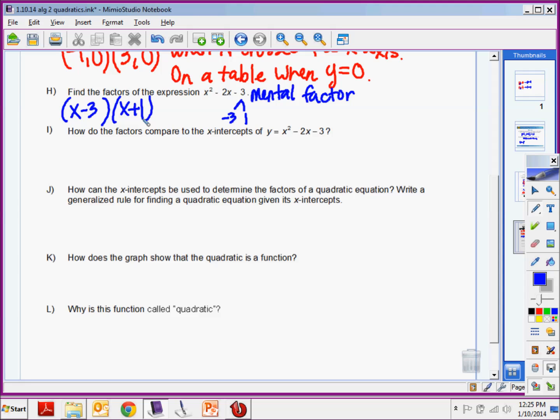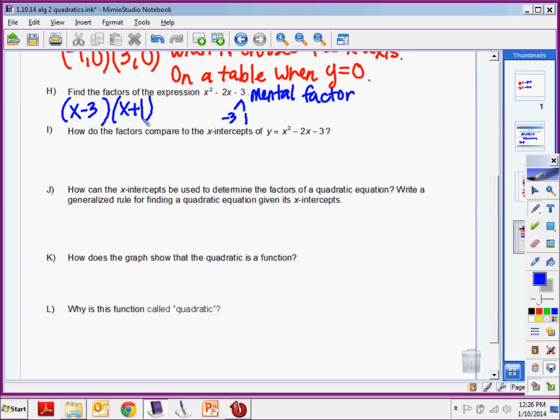Okay, let's recap mental factoring. Mental factoring is if my leading coefficient is 1, that means I only pay attention to these two numbers, my B and my C. So, what multiplies to give me negative 3, but adds to give me negative 2? Negative 3 times 1 is negative 3. Negative 3 plus 1 is negative 2. So, therefore, they are my factors. I'll try to do that on all of them.